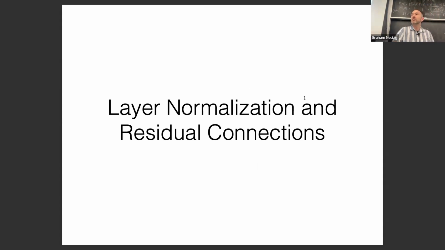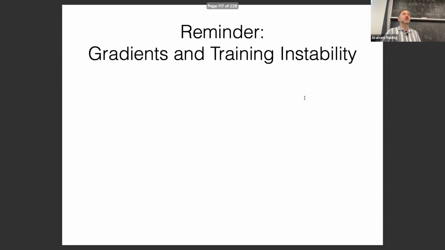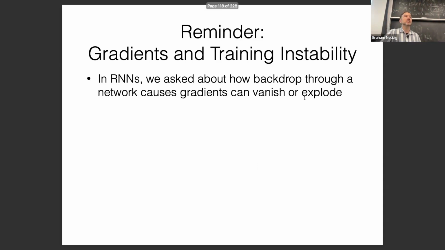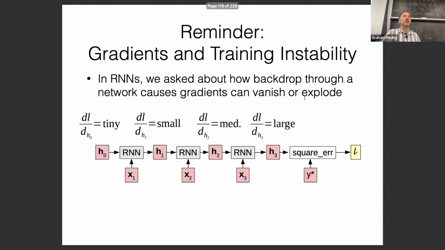Okay, cool. Next, I want to go to layer normalization and residual connections. One of the big problems that I pointed out last time was vanishing gradients. In RNNs, we talked about how backprop through a network causes gradients that can vanish or explode. If we backpropped through a network that had a simple RNN, by the time we got to the beginning, we would have gradients that were tiny, for example.